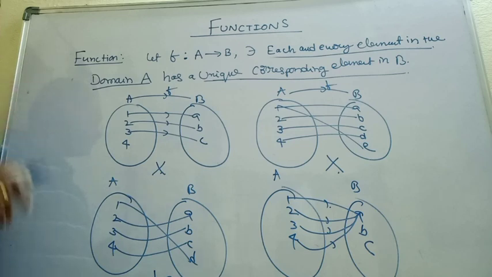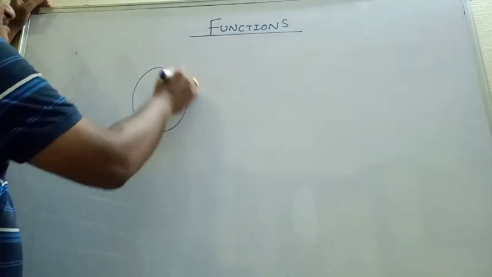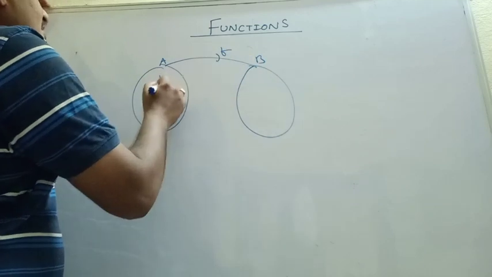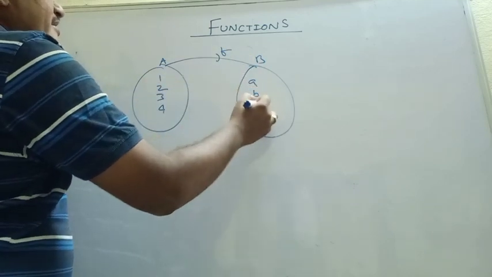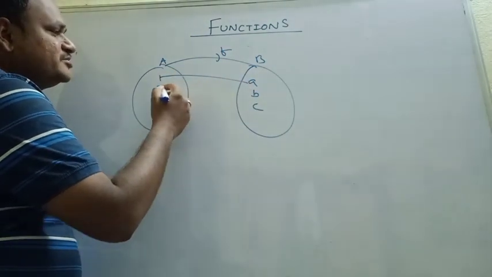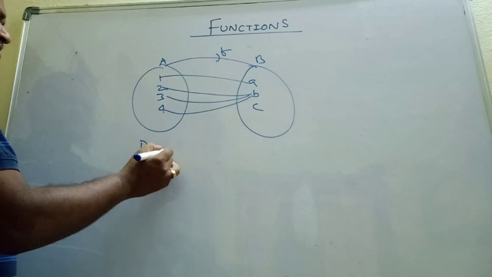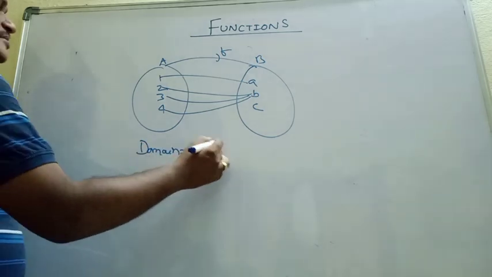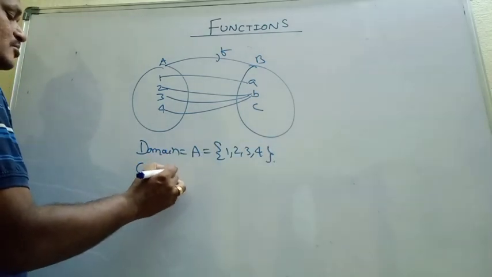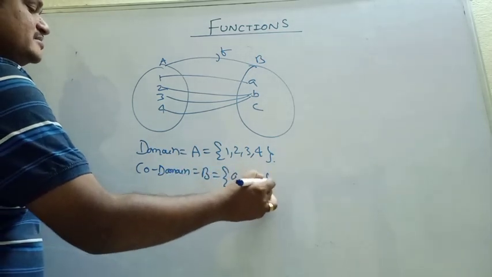That is the best example of a function, right? Now, whenever we have a function like this, set A is the domain and B is the codomain. F maps 1, 2, 3, 4 in A to A, B, C in B. Suppose 1 corresponds with A, 2 with B, 3 with B, 4 with C. Here the domain is 1, 2, 3, 4 and the codomain is A, B, C, right?